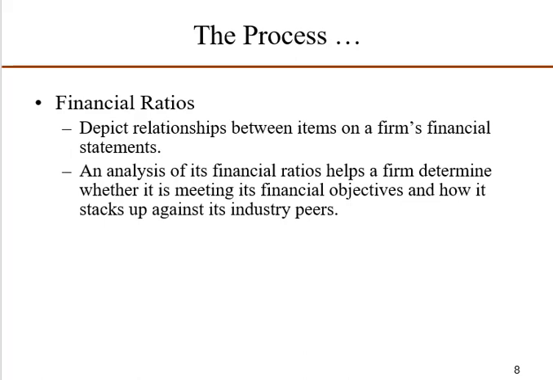The process is by adding financial ratios to our historical income statement, balance sheet, and statements of cash flow. Right? Financial ratios depict the relationship between items on these statements relative to an income statement and a balance sheet. And an analysis helps determine how we're doing.